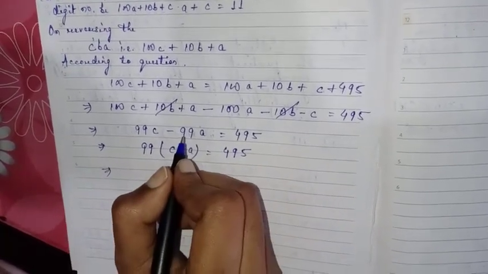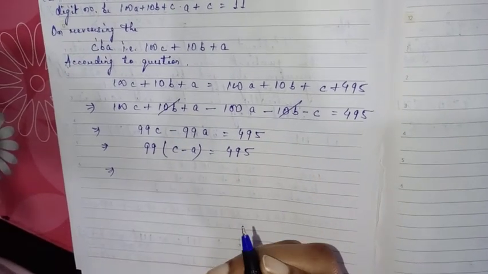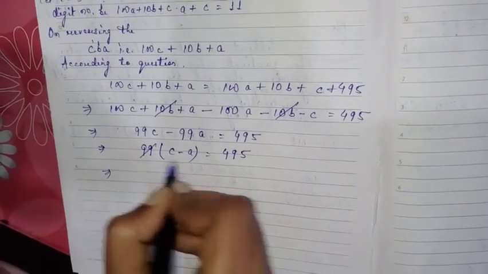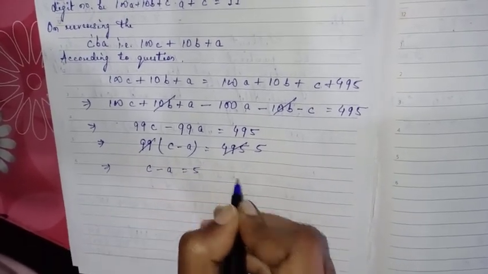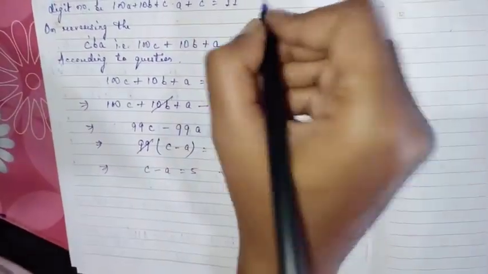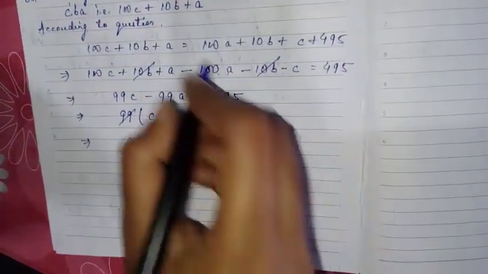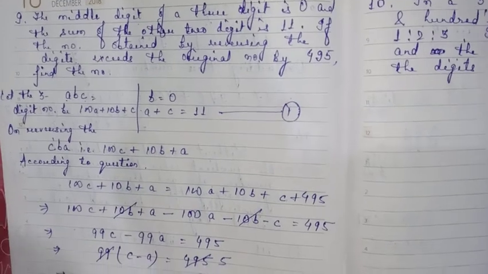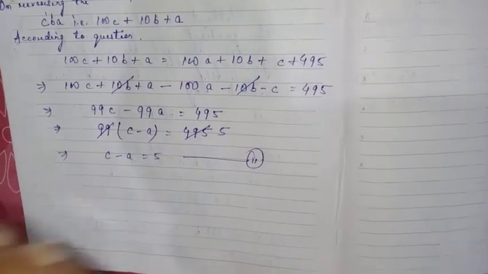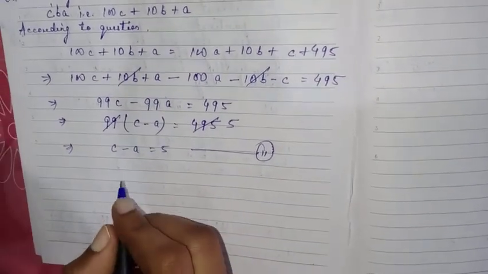Then this one will be cancelled by 5. So C minus A is equal to 5. This will be the second equation. Consider this one to be the first equation. So now you can see here, you solve these 2 equations by the elimination method.